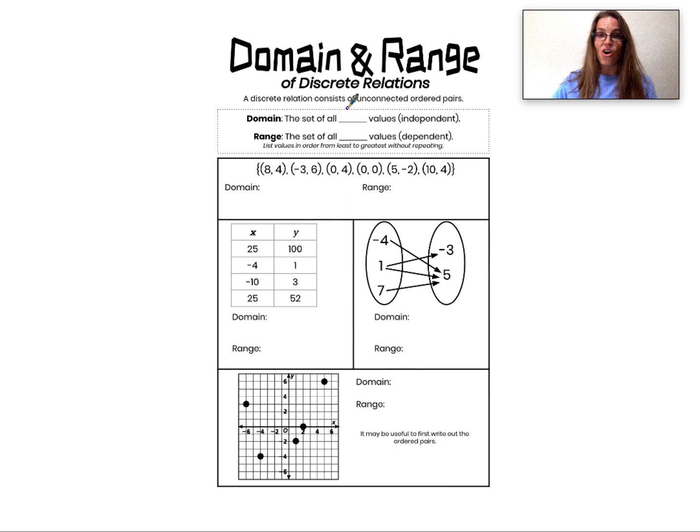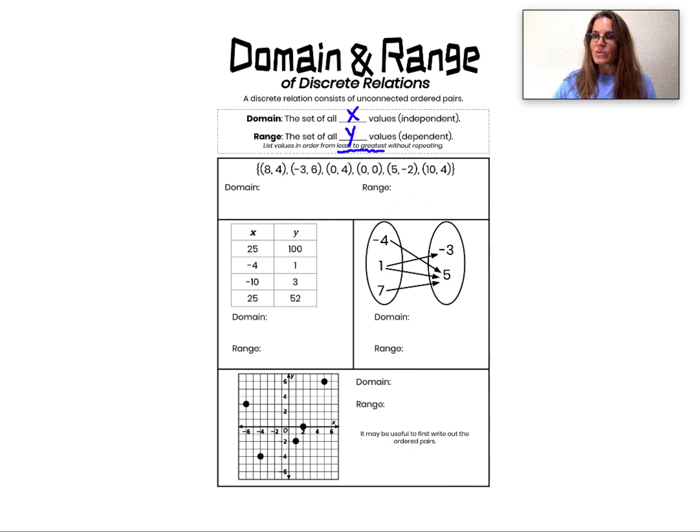Domain is just the set of all x values, meaning all of the possible values that the independent variable can take on. The range is the set of all y values, meaning the values that the dependent variable can take on. When you're asked for the domain of a relation, you will list out all the x values. When you're asked for the range of a relation, you'll list out all the y values. However, when you list these values, you need to do so from least to greatest without repeating any values. Let's look at our first example.